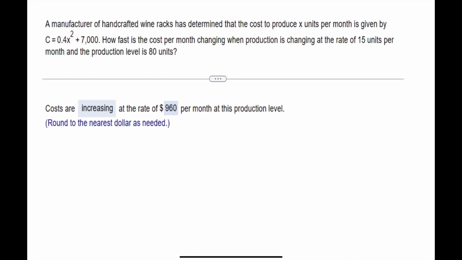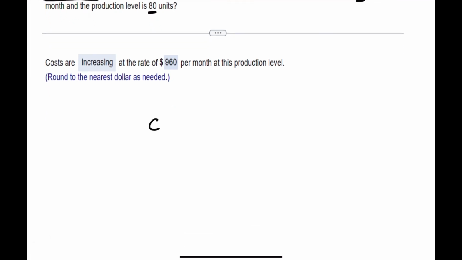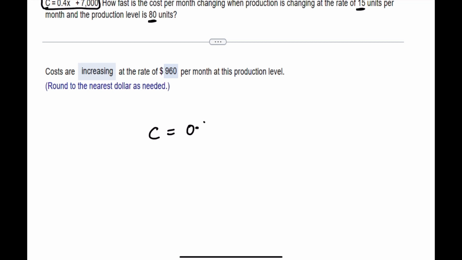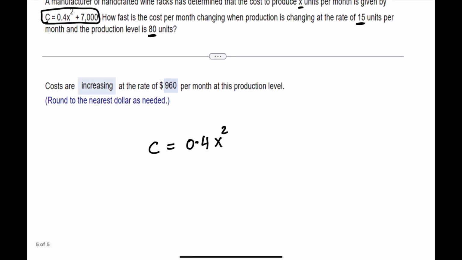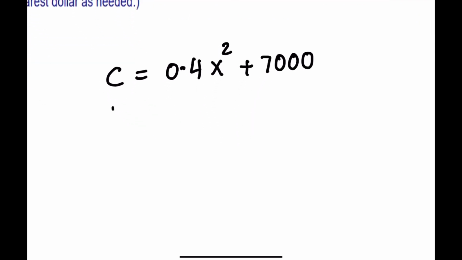A manufacturer of handcrafted wine racks has determined that the cost to produce X units per month is given by this equation. This is a quadratic equation. How fast is the cost per month changing when production is changing 15 units per month and the production level is 80 units? All right, so we already did something like this before. So let me write down C is equal to 0.4x squared plus 7,000. And they're asking me the rate of change, dc by dt, with respect to time.